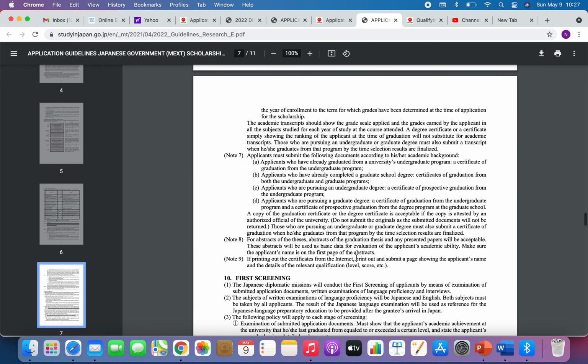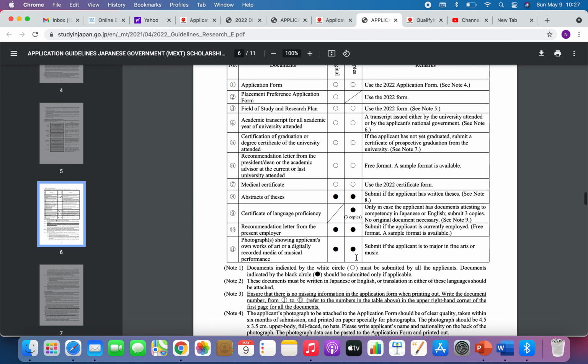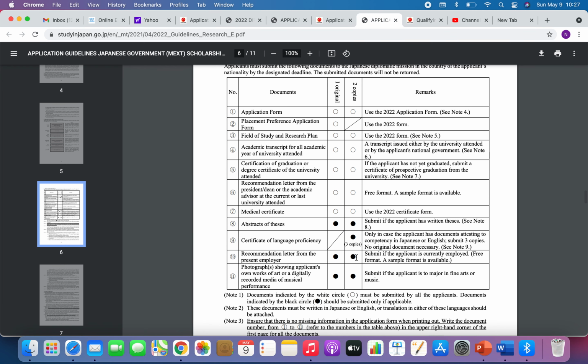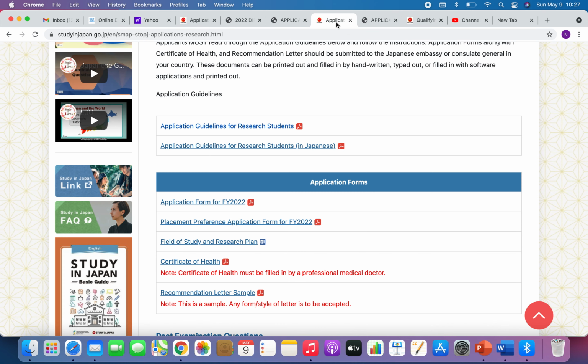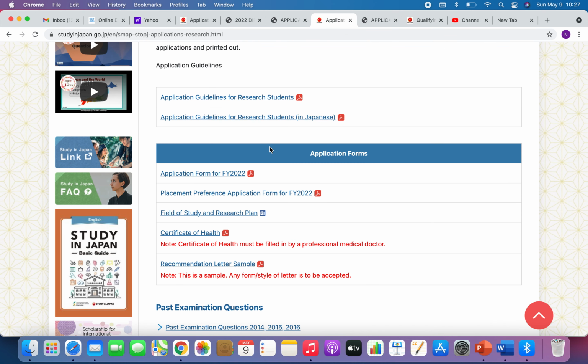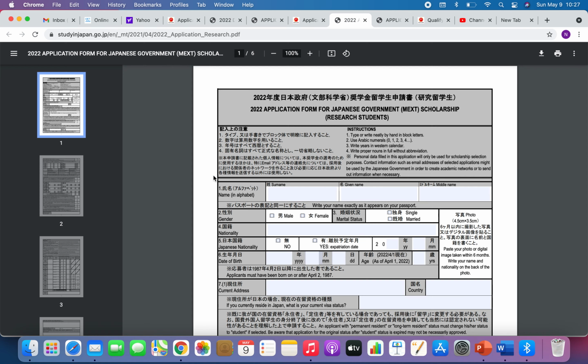I would say you should familiarize yourself with this form so that you understand everything about the scholarship, like I've already mentioned. I'll put the links to all the forms I mentioned in the video. Let's look at the forms one after the other. The very first one is the application guidelines, which I've explained already. Let's move now to the application form.